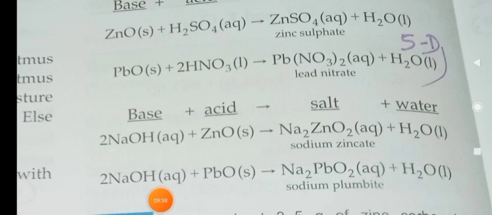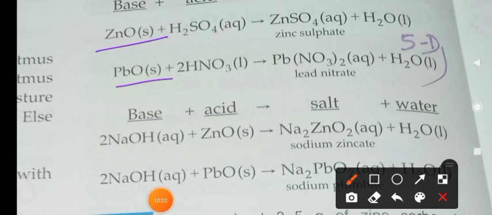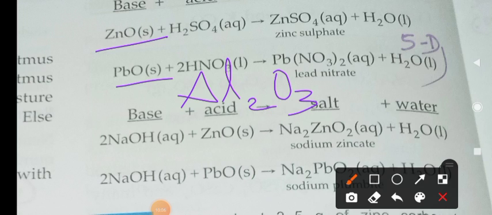Some examples of amphoteric oxides are aluminum oxide, Al2O3, zinc oxide, and lead oxide. Okay children, so ZnO, PbO and Al2O3 are examples of amphoteric oxides.